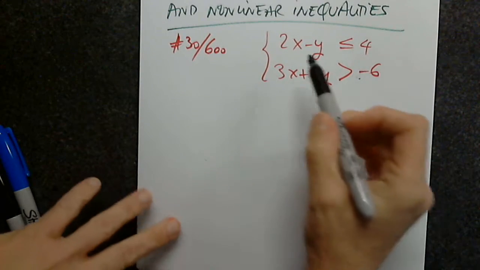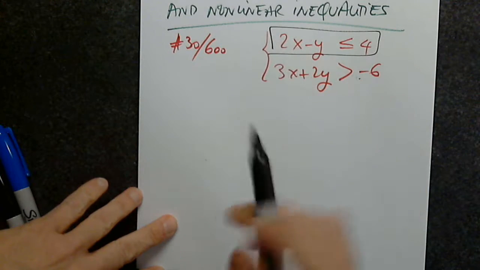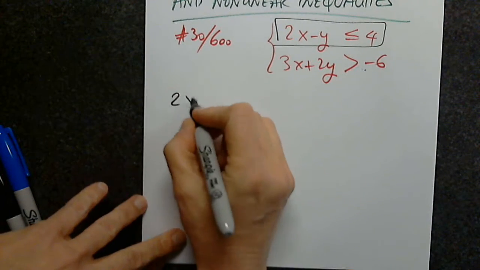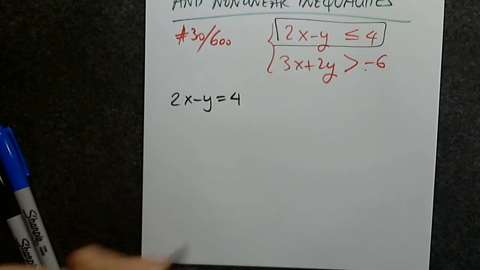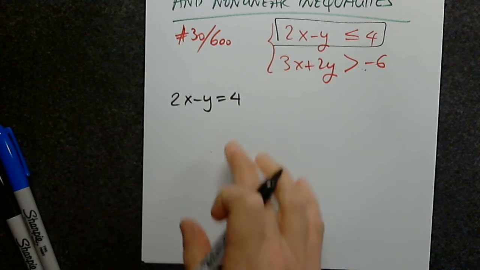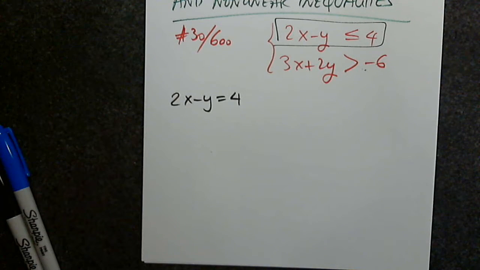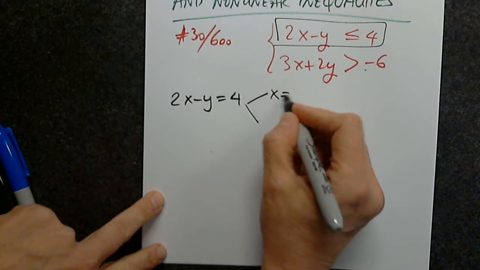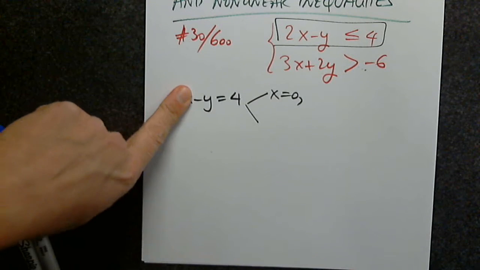So here's the first step. I will have to replace this just for a short amount of time by the corresponding equation. You can say, are you changing the problem? No, I'm not changing the problem, but I have to graph this first before I solve that. I need two ordered pairs. When x is 0, how much is y?